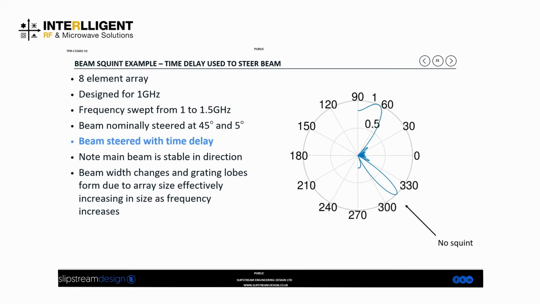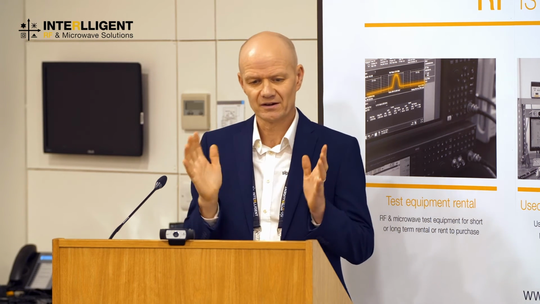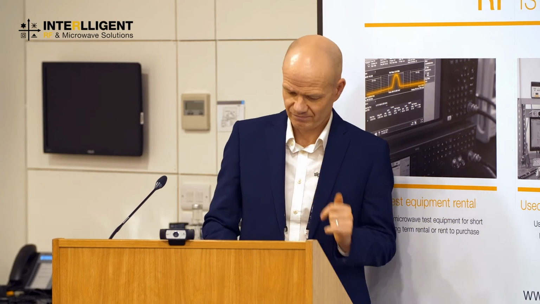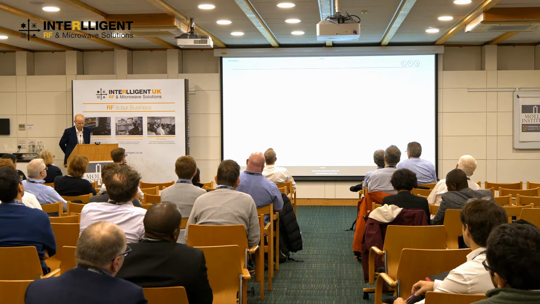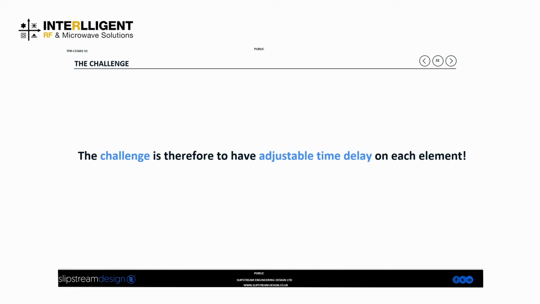What I've done here is just updated the simulation to steer the beam using time delays, and it's exactly like we had a moment ago. And now you can see, as we sweep from 1 to 1.5 gigahertz, that the beam angle is remaining constant. We get the grating lobe, as I talked about again, and also the width of the beam is breathing in and out because of the array changing size. But the key is we've got rid of the squint. So the challenge is to have an adjustable time delay on each element. As I spoke about earlier, that's not the easiest thing to do in the analog domain.